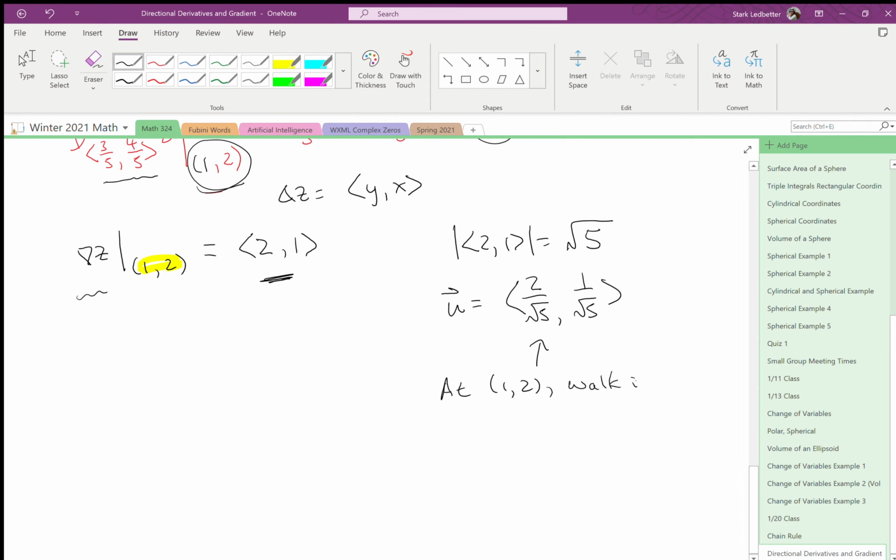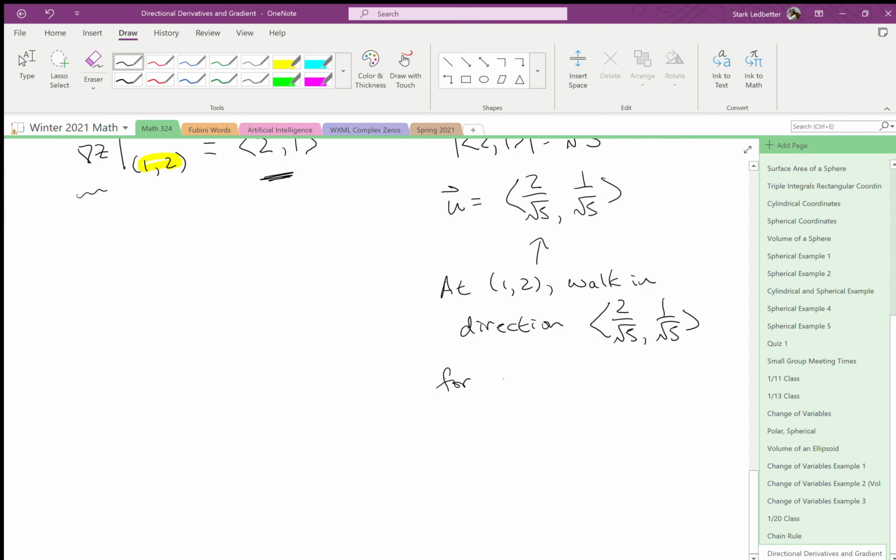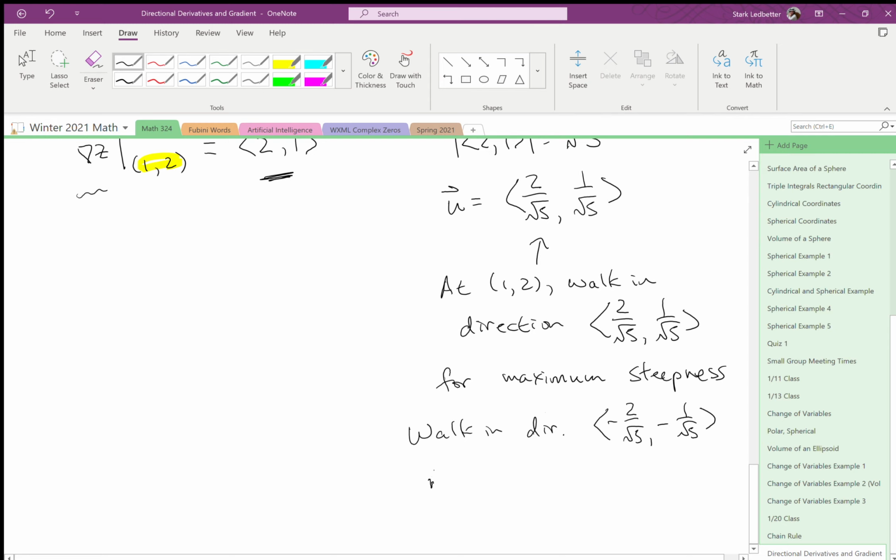Walk in the direction 2 over root 5, comma 1 over root 5 for maximum steepness. If I want to find the fastest way to go up the mountain, I go in that direction. And then I could walk in the opposite direction. So negatives. Negative 2 over root 5, comma, negative 1 over root 5 for max steepness downhill. How fast can I go down the mountain?